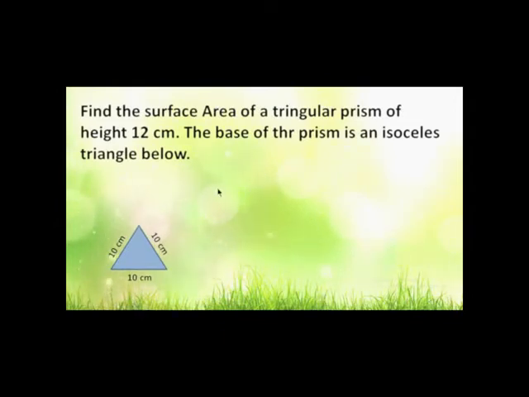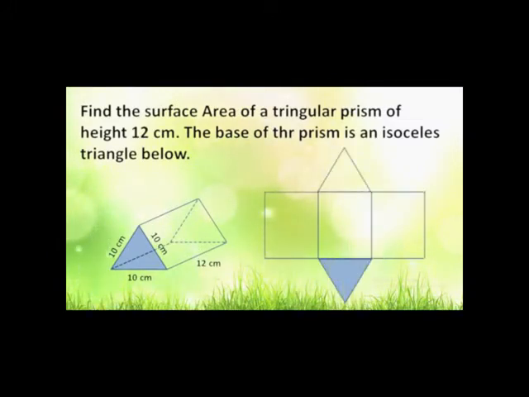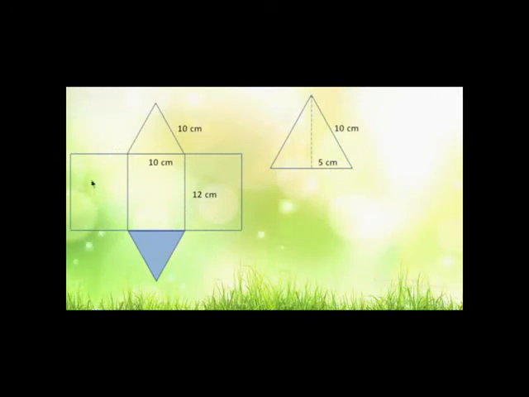We need to make a sketch. Like this is the height. Okay, so the height is actually 12 centimeters. So in order to find the surface area of this triangular prism, we need to figure out the net. And this is the net. This is 10 centimeters from the triangle, and this side is 12 centimeters from the height. So this net of the triangular prism, let's break it down.